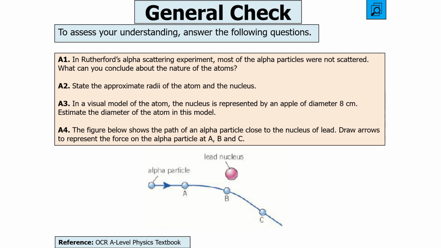In a visual model of the atom, the nucleus is represented by an apple of diameter 8 centimeters. Estimate the diameter of the atom in this model. The figure below shows the path of an alpha particle close to the nucleus of lead. Draw arrows to represent the force on the alpha particle at A, at B, and at C. So pause the video now, then unpause the video when you want to go through your answer.